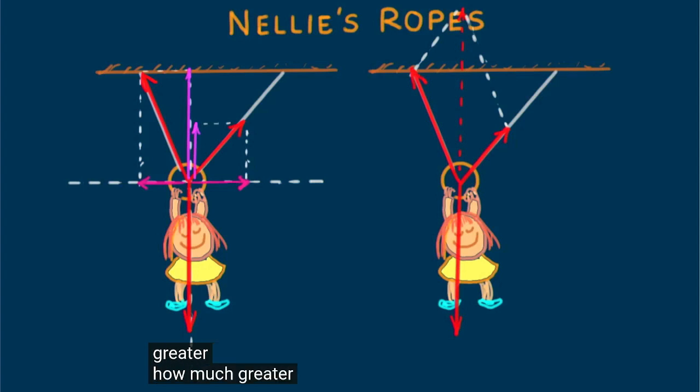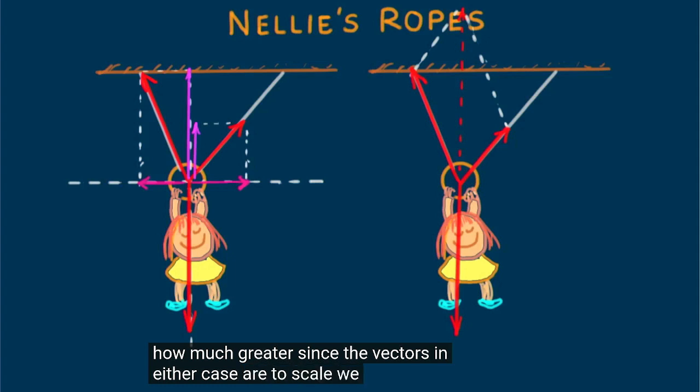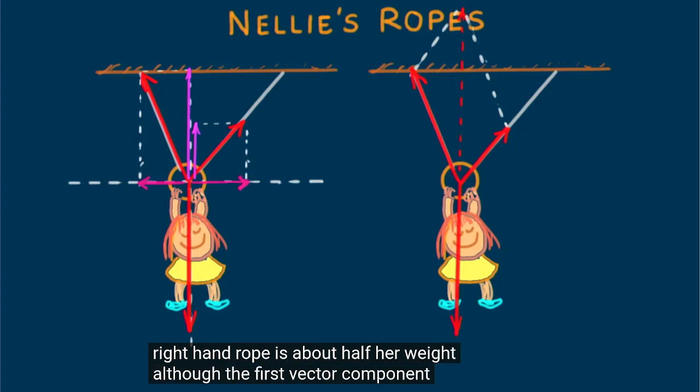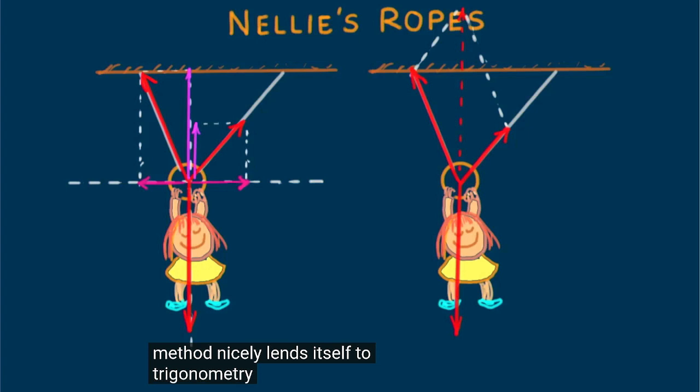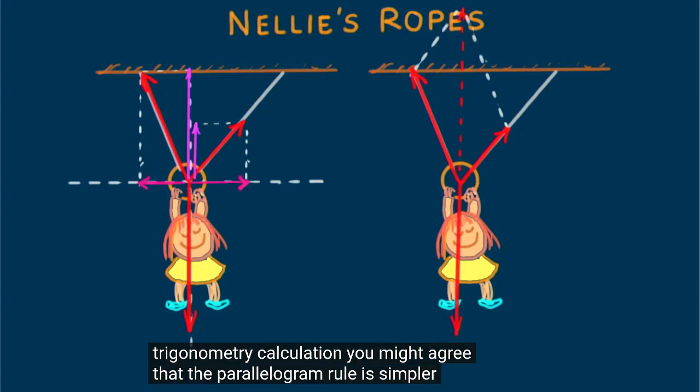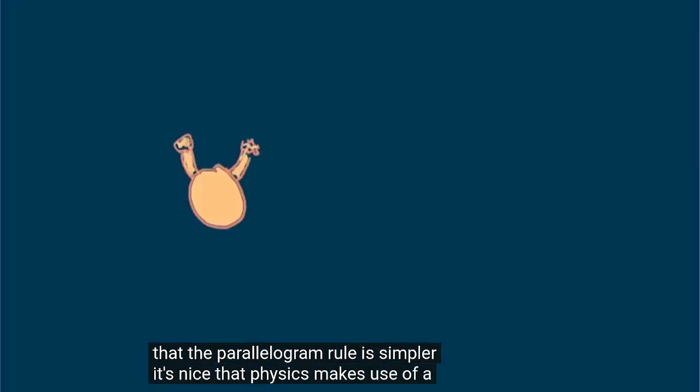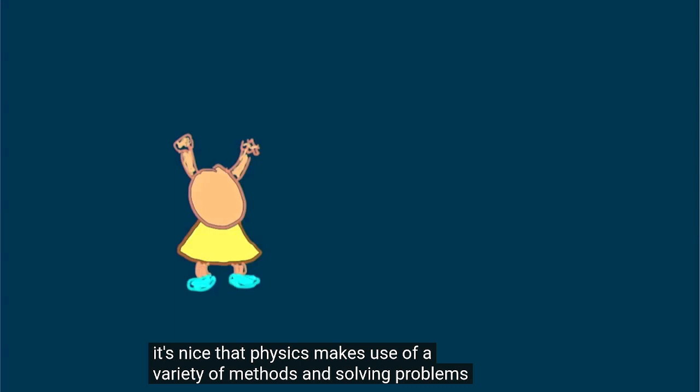How much greater? Since the vectors in either case are to scale, we see that the tension in the left rope is somewhat less than Nellie's weight, about 8/10 her weight, and the tension in the right-hand rope is about half her weight. Although the first vector component method nicely lends itself to trigonometry calculation, you might agree that the parallelogram rule is simpler. It's nice that physics makes use of a variety of methods in solving problems.